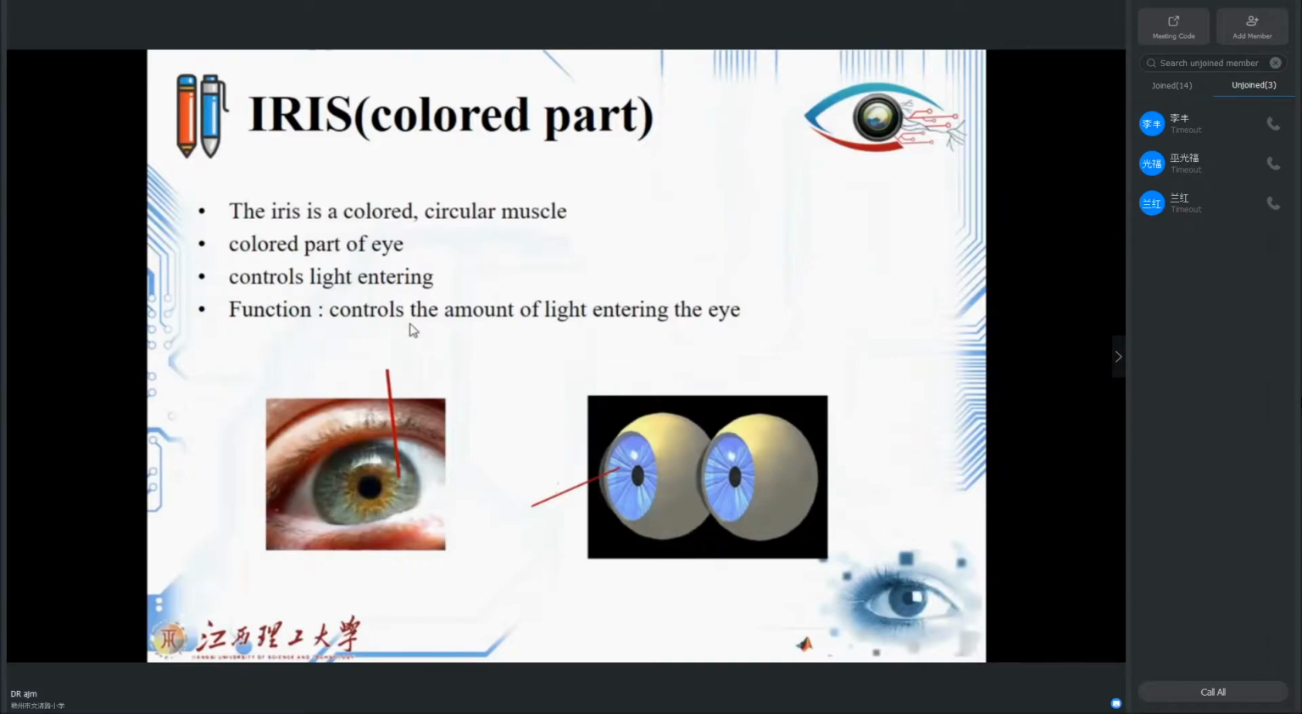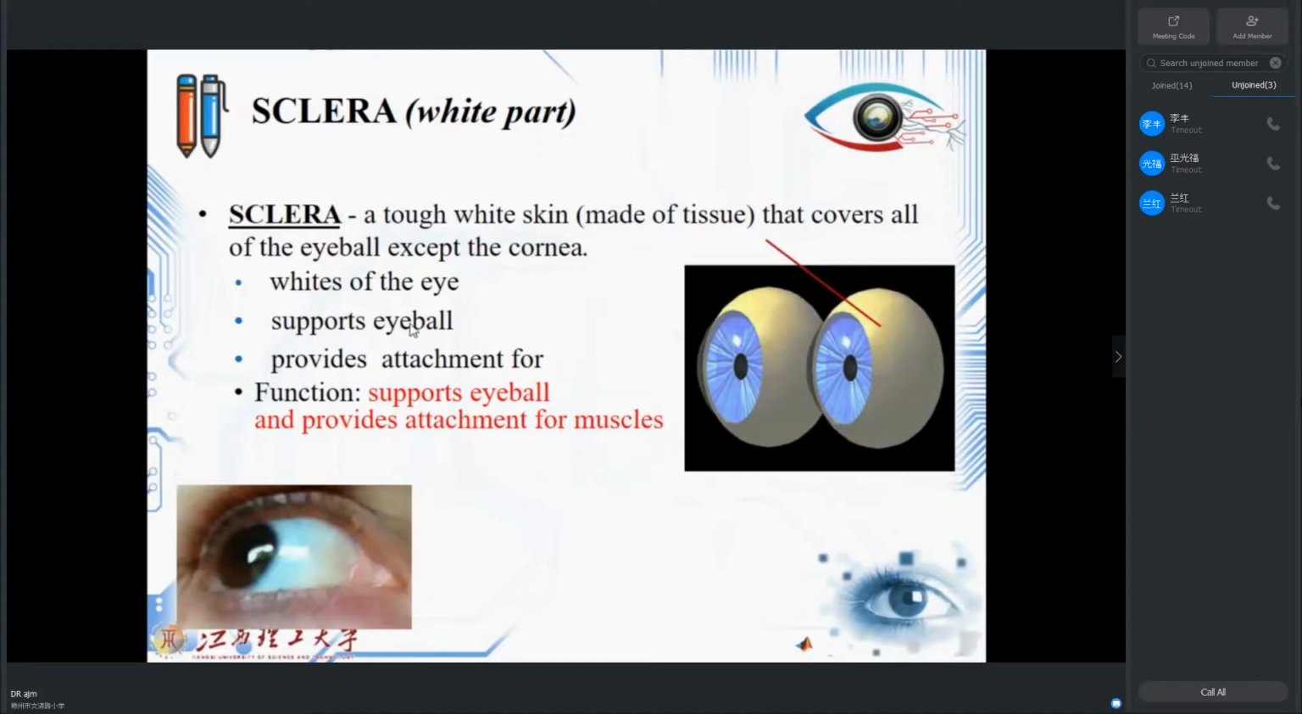That is something that maybe in our eyes, the iris can control and also do better. The sclera is the white part of our eyes, which is the third white skin, made of something like tissue, and it covers the eyeball. It means the whole eyeball will be mounted in this part. It supports the eyeball and provides the attachment. The main function is to support it and provide the attachment of the muscles.